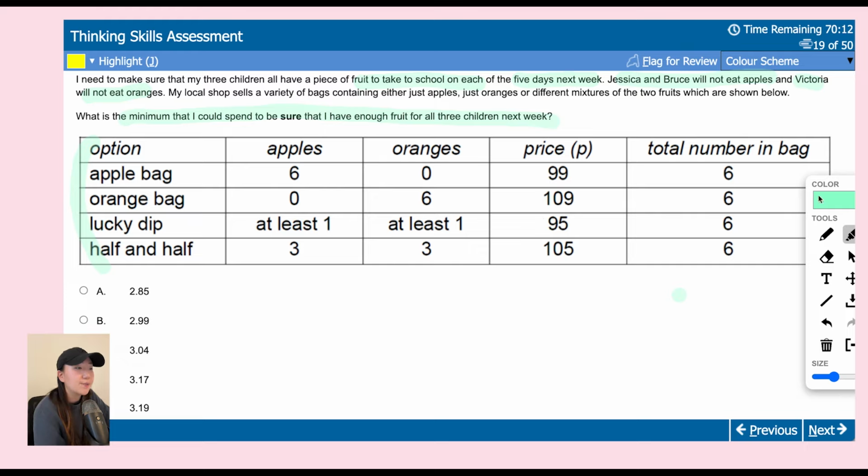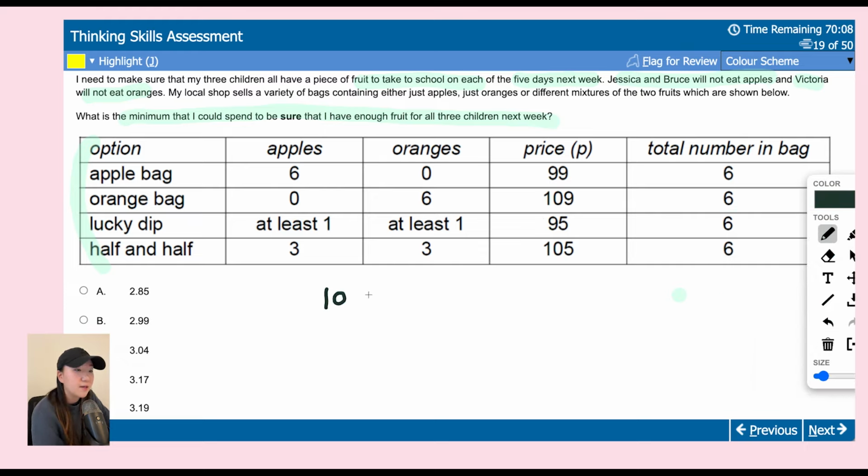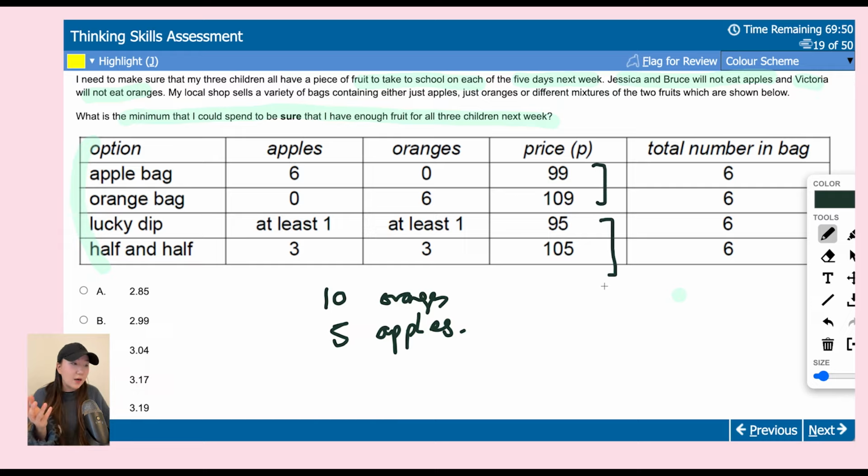So it's quite simple in terms of the actual numbers involved. So if we think about it, we need 10 oranges, and then we need 5 apples, right? At least. And obviously none of these bags come in round numbers, so we've got to figure out which is best. If you look, obviously the simplest option is just to do an apple bag and 2 orange bags, but these 2 are more expensive than these 2. So how do you figure out which combination we should actually use?